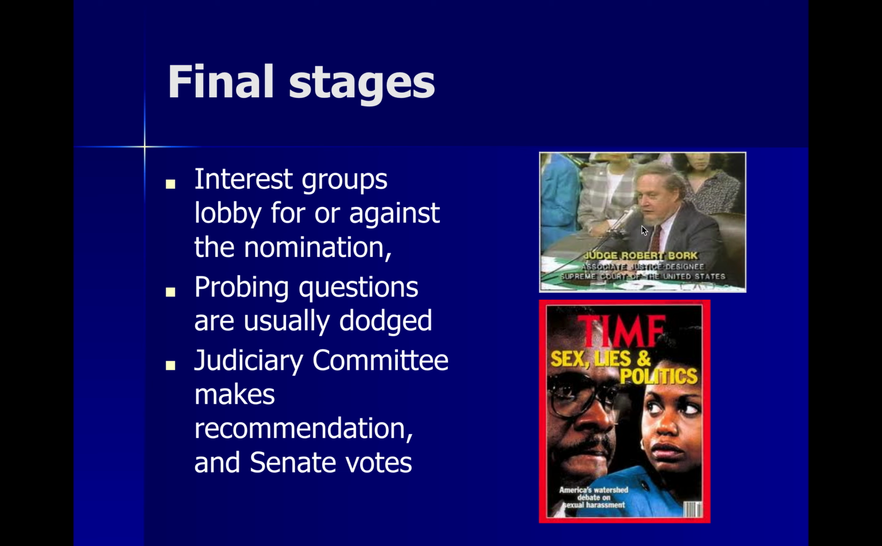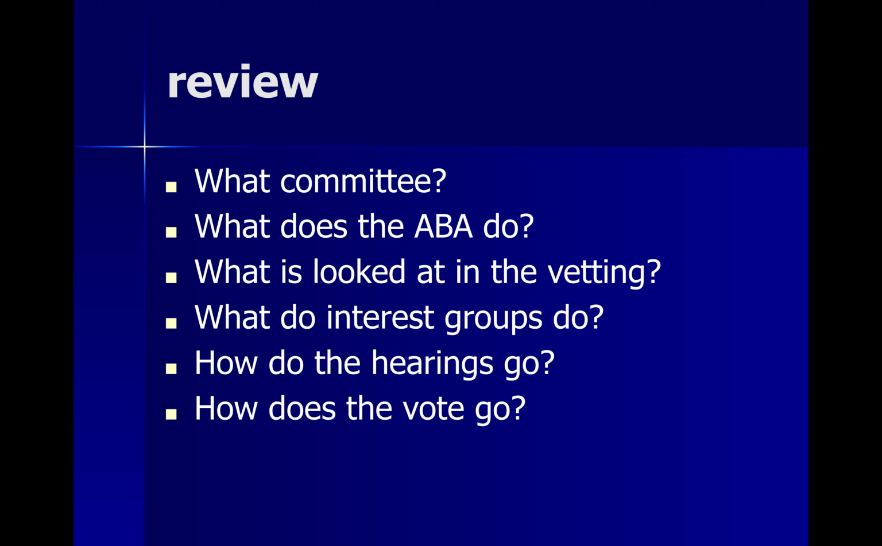Reagan nominated an extremely conservative judge named Bork back in the 80s, and when they asked him questions, he gave them straight answers, and it killed his nomination. So ever since then, judges give politicians' answers to a lot of the questions. They'll say, well, I can't tell you exactly how I'd rule, it would depend on the situation. Then the Judiciary Committee makes its recommendation, it goes to the full Senate, and the Senate votes on it.